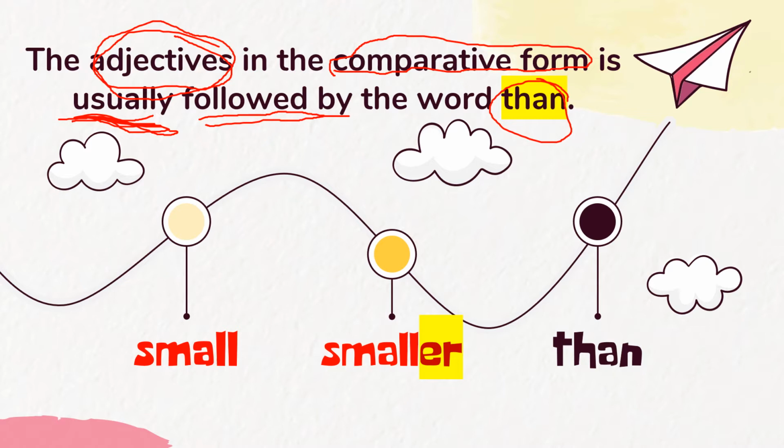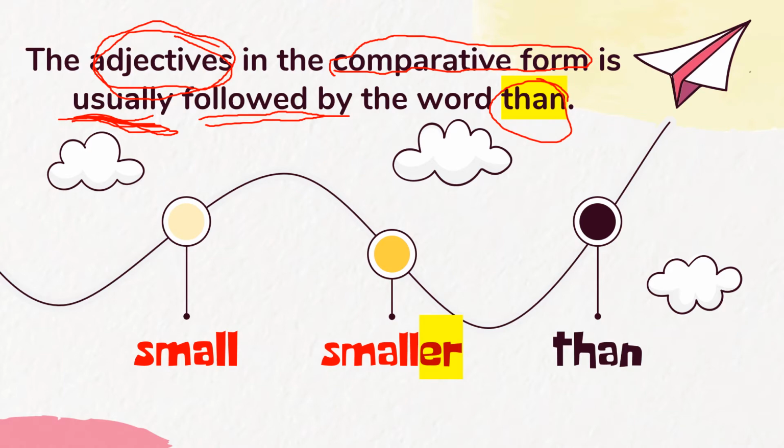Alright, now take a look at the first example over here. Small, 小, kecil. If we say lebih kecil, then we say 比较小, then we put er, smaller. So it will be smaller than.